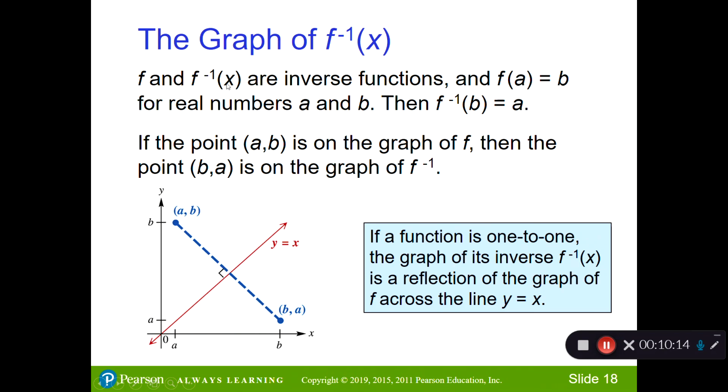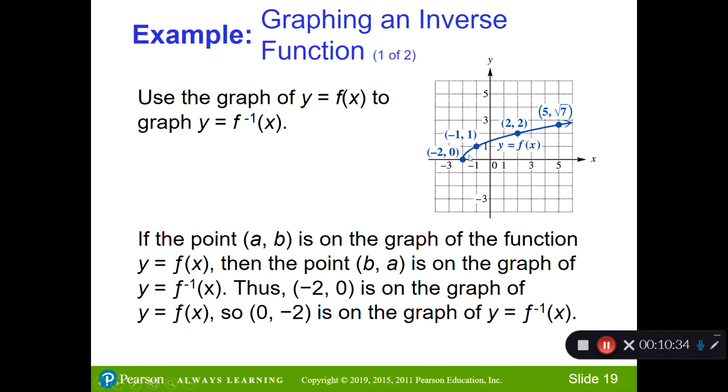Now, the x and y's flip. So if I flip this x and y coordinate, it ends up over here. It's symmetric across the line y equals x. So I can get the graph of an inverse function by flipping the graph of the original across the line y equals x. Let's find the graph of this.